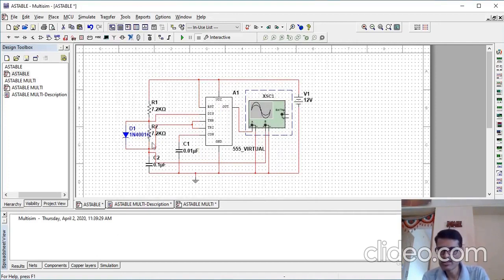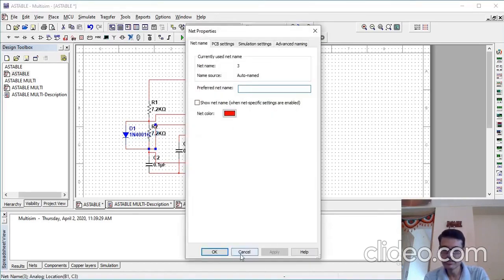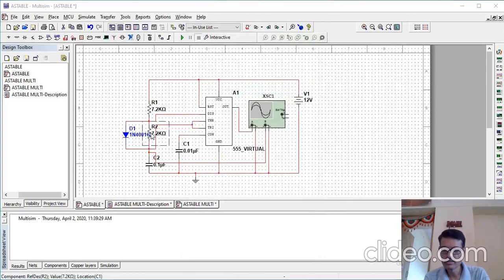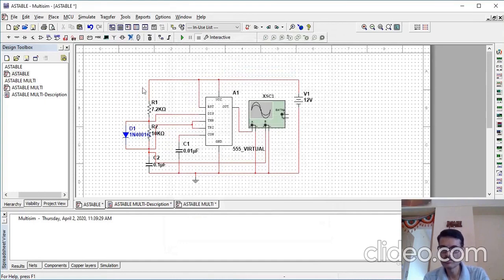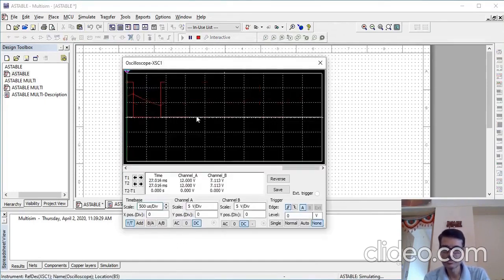Now we can change the duty cycle here itself. This is the 50% duty cycle that we have designed. We can make it less than 50%. In the previous example, the duty cycle was 60%, which is more than 50%. Now it is 50%. If I change the value of this resistor, say I'll make it roughly 10K here, the duty cycle will change and it will be less than 50% now. Just check, the on period is smaller and the off period is larger. So the duty cycle is less than 50%.